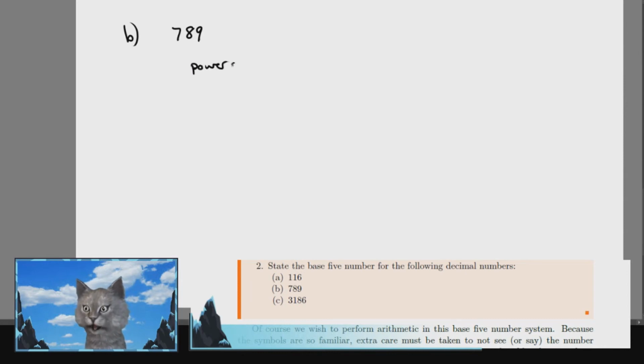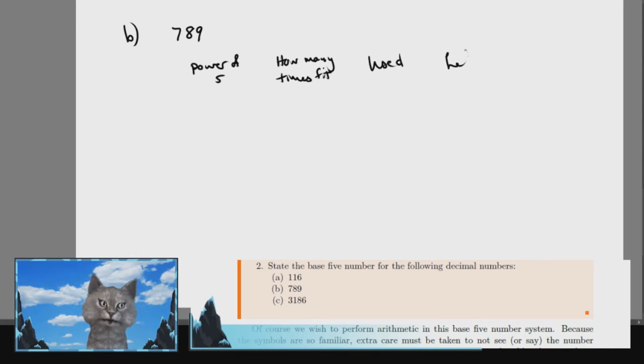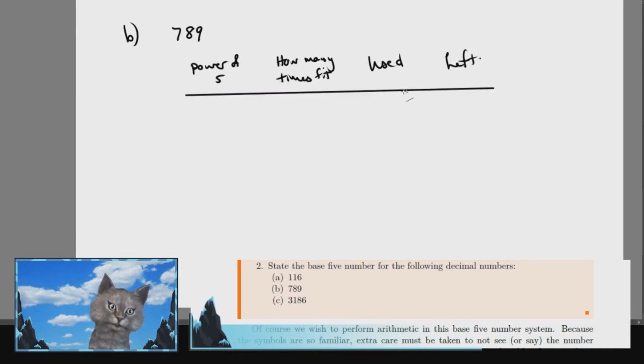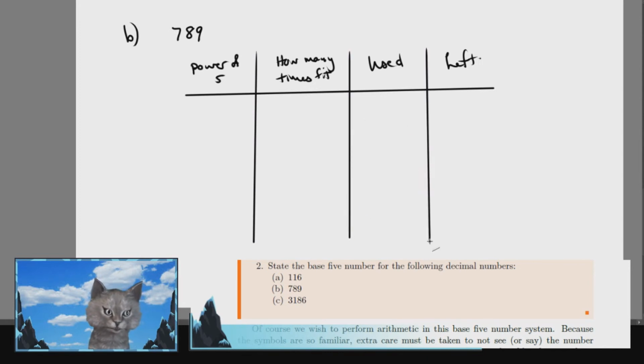I want to figure out what is the power of 5 that I'm going to fit in here. Then, how many times does it fit in? What have I used? What's left? That is going to be how I make my table. Might not be how you do it. That is how I'm going to do it, because that works for me, and I can explain it to anyone.